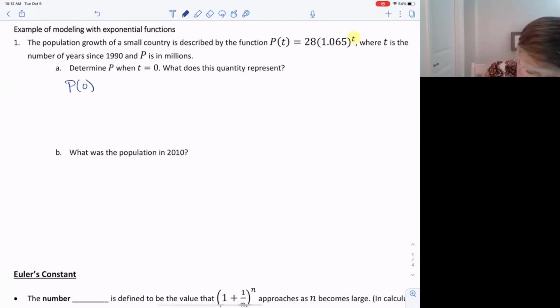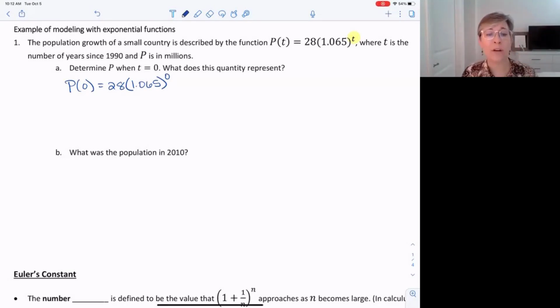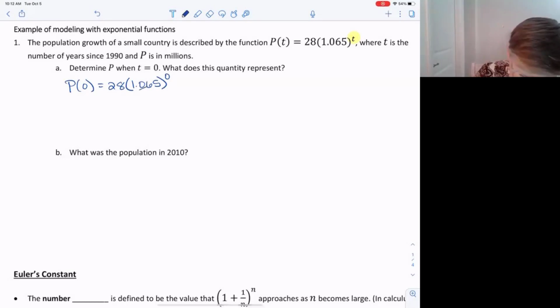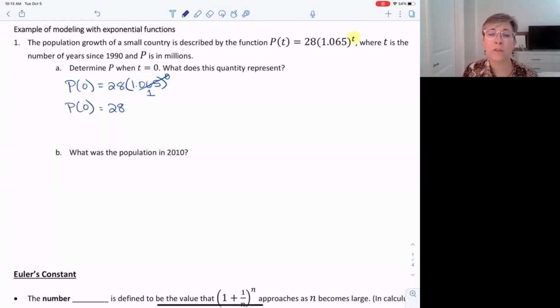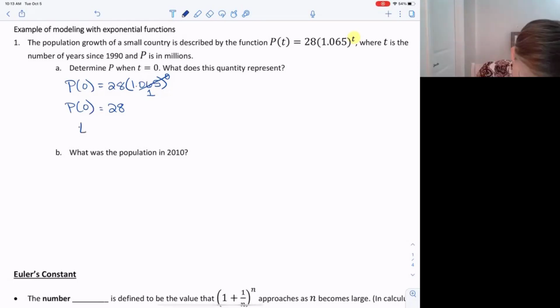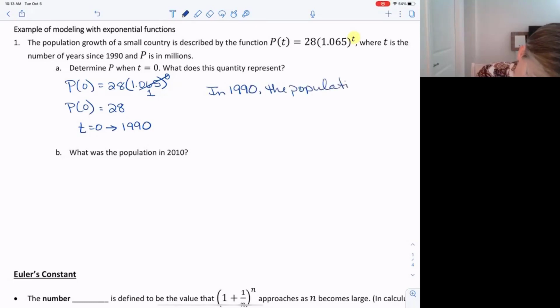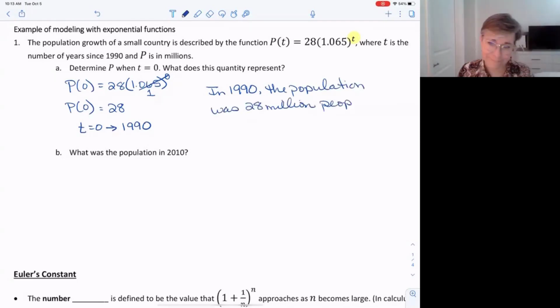So when we plug in t, we get 1.065 to the 0 power. Remember, anything to the 0 power is 1, but that only goes to what's directly in front of it. So that tells us that p of 0 equals 28. So what does this quantity represent? Since t represents the number of years since 1990, when t is 0, that is 1990. So this means in 1990, the population was 28 million people.